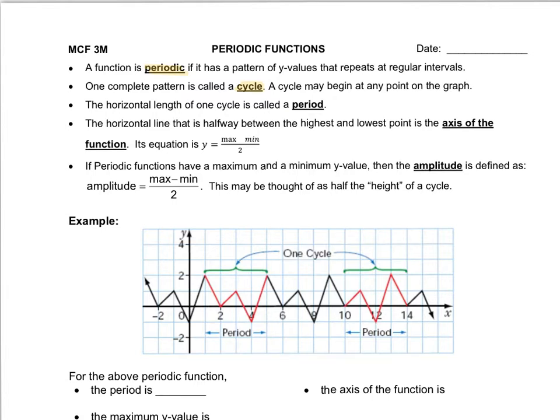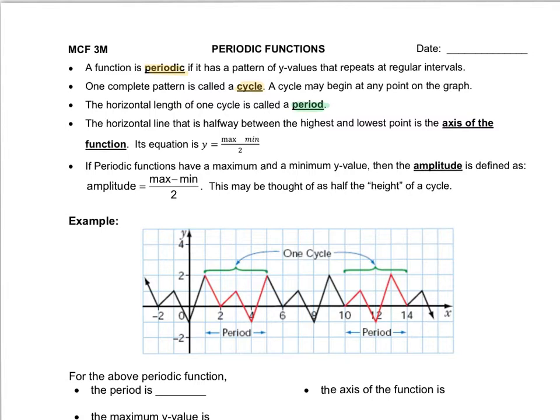Now what's important though is the horizontal length of one cycle is called a period. So we need to make sure we have that figured out. I think in physics they often call that the cycle, like the horizontal length in physics is called the cycle, but we call that the period here.